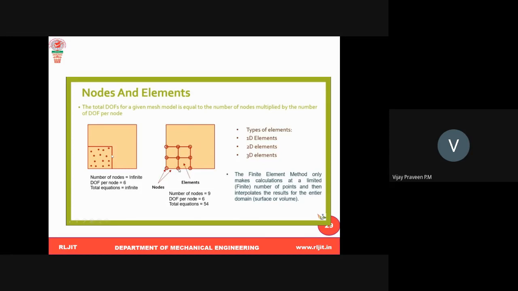As the number of degrees of freedom is reduced, what happens? Your number of equations is also reduced. Therefore, the computational time to calculate the results is also reduced. So that is the main fundamental, not more than that. You understood?